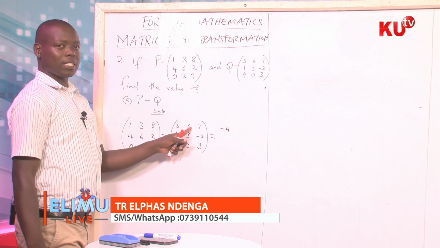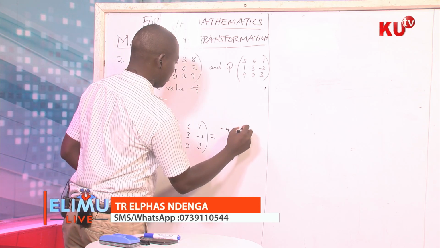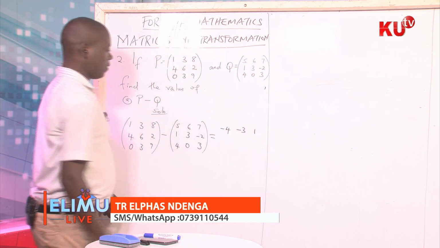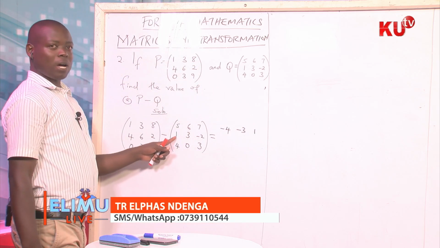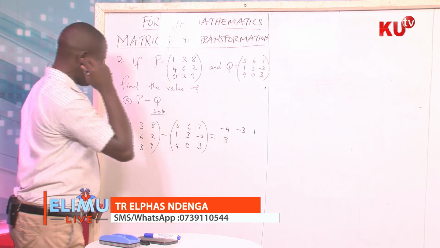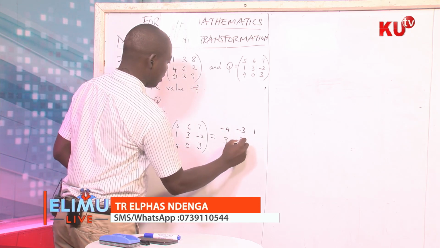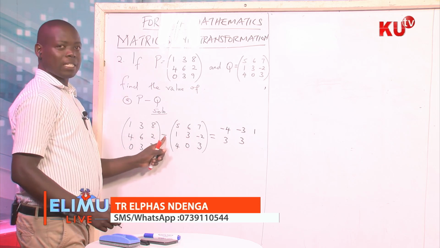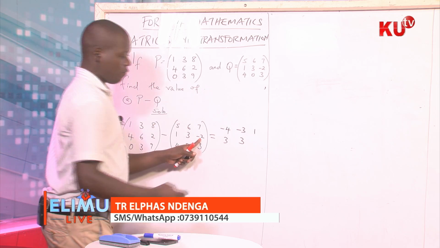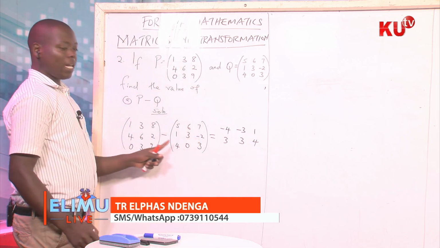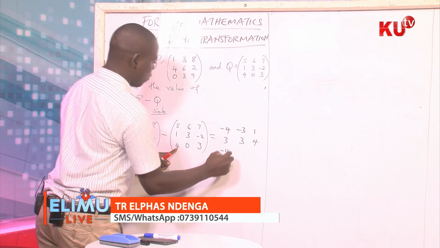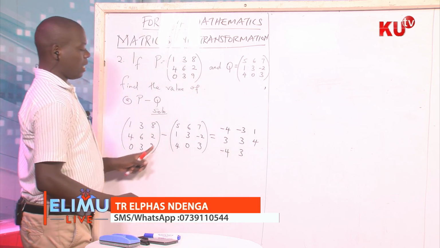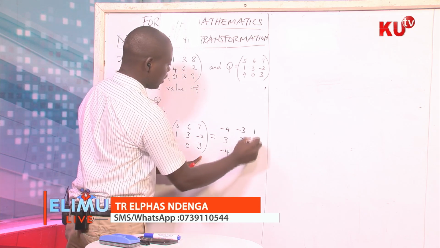3 minus 6, that is negative 3. 8 minus 7, that is 1. Then 4 minus 1, students, that is 3. 6 minus 3, that is 3. 2 minus 2, that gives us 0. 0 minus 4, negative 4. 3 minus 0, students, 3. And 9 minus 3 gives us 6.